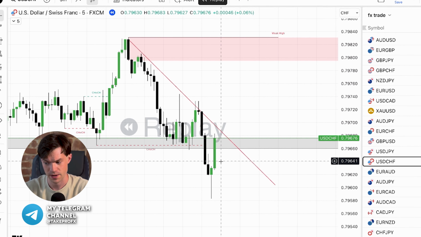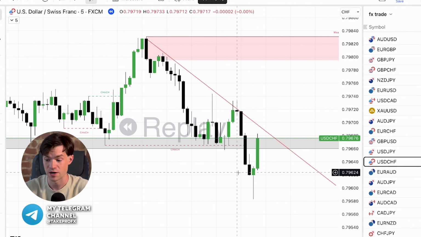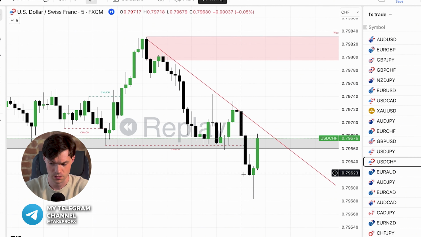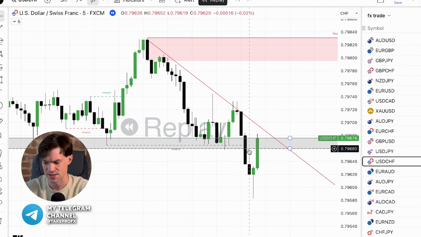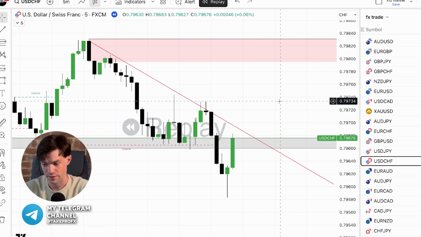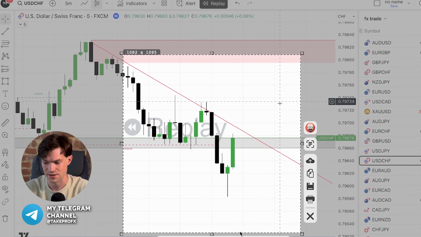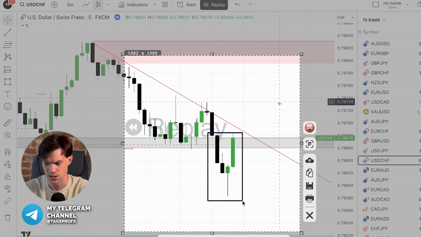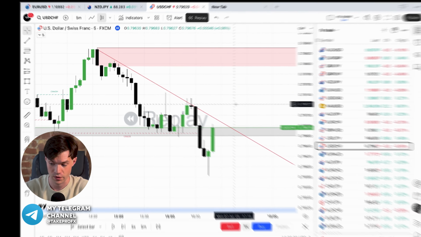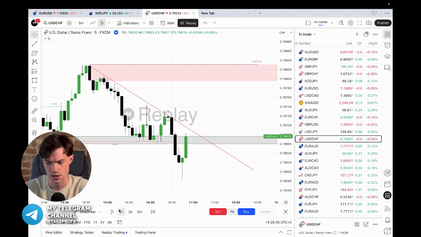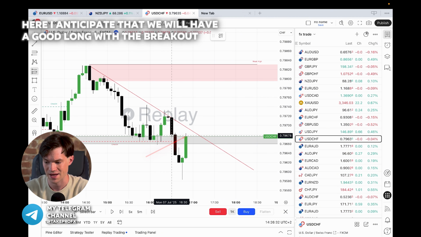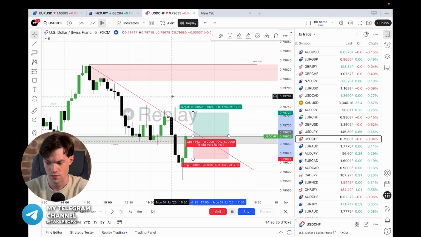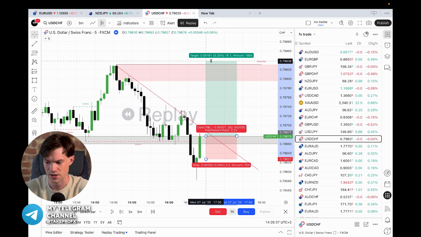Also, we have a bear trap here, because smart money is a very popular strategy now, and a huge number of traders are trading with outdated setups. Here we pay attention to the fact that we have a technical analysis reversal pattern forming, and patterns always work very well in the right place. Accordingly, here I anticipate that we will have a good long with a breakout of this trend line and with a collection of the liquidity.